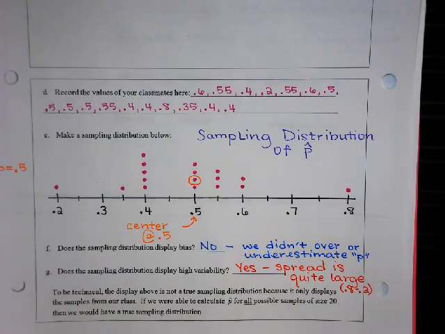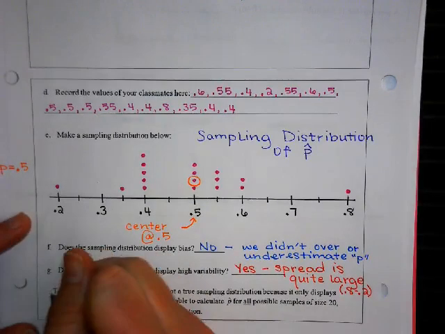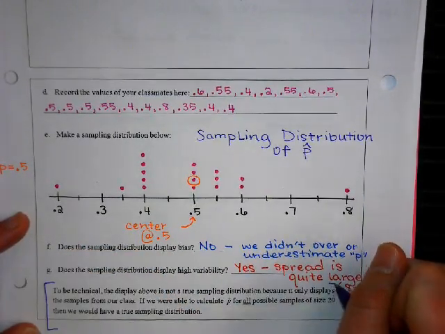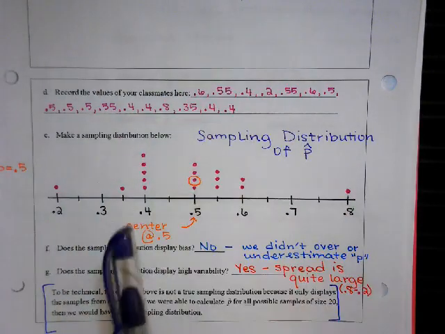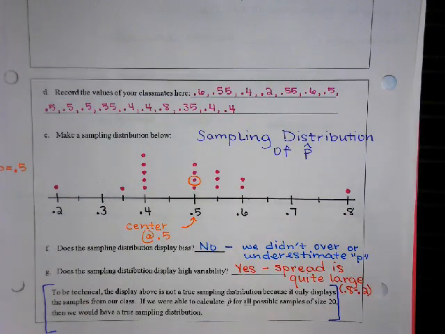And just because I told you that definition will be on the test, technically what we drew above is not a true sampling distribution because it only displays the samples from our class. Remember, a sampling distribution would be all possible samples of size 20 from the population. The coin toss population just continues to grow, so it's impossible to get all possible samples of size 20 from that population. So it's not a true sampling distribution, but it is a sampling distribution of p-hat. Questions?